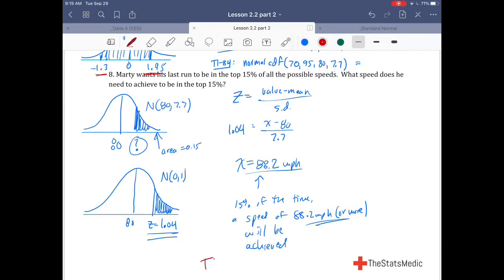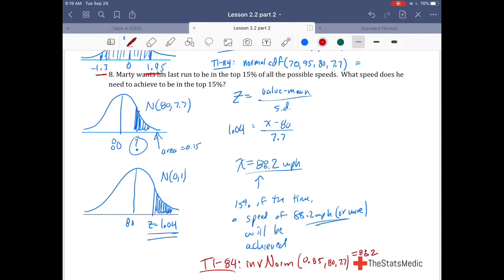And then, of course, on your TI, I'll give a video in just a second here, you would find the inverse norm. You'd enter the percentage to the left, your mean, your standard deviation, and that's where you'd get your 88.2.